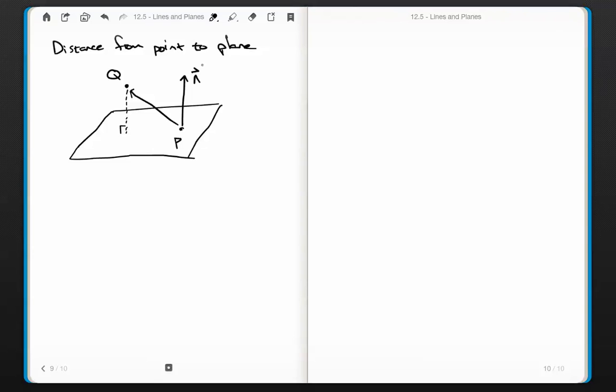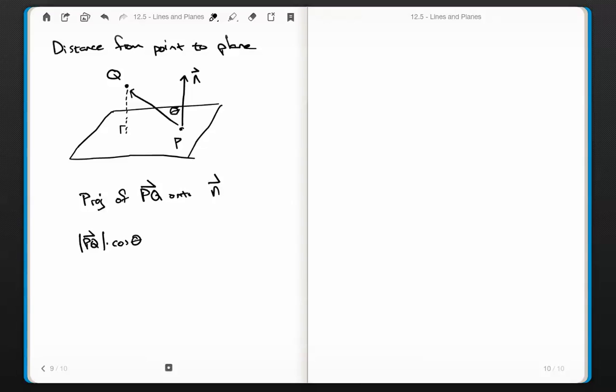Well, what is the projection of PQ onto N? And again, I never remember this formula, so I've got to figure it out. So I want the projection of PQ onto N. So I'm going to need to know this theta, and it's going to be the magnitude of PQ times the cosine of theta. Yeah, cosine of theta.